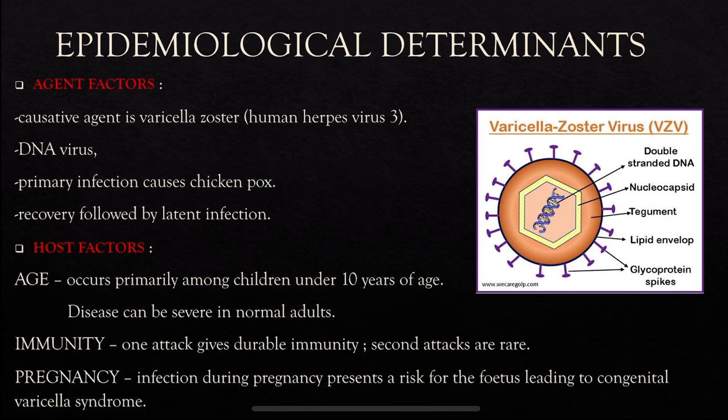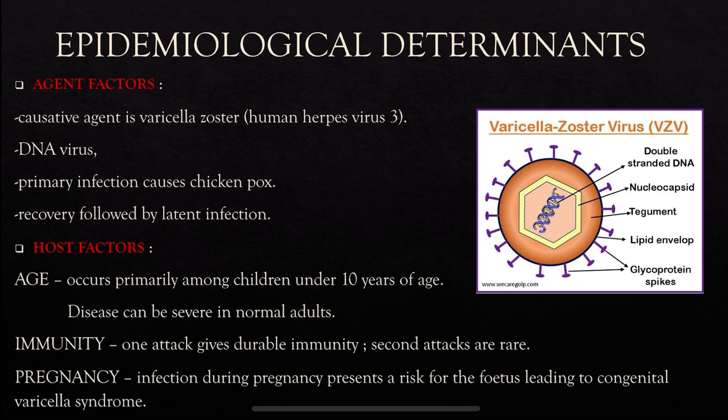The primary infection causes the chickenpox. The recovery is followed by a latent infection. So what is the latent infection? The infective organism is present in the body, but it is not in an active form. It is in a dormant form. It is in a silent stage. It is not manifesting the signs and symptoms in the patient, but it is in a latent infection.